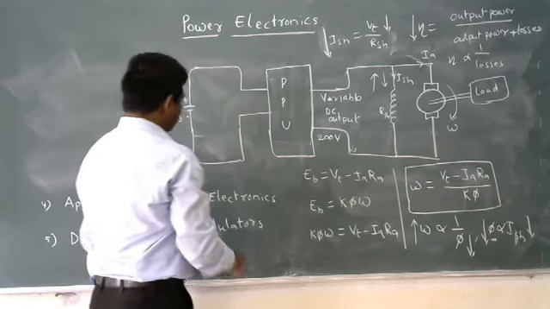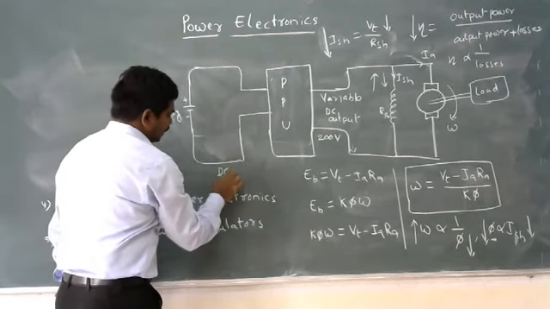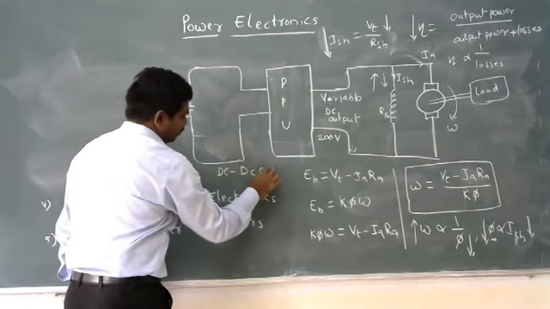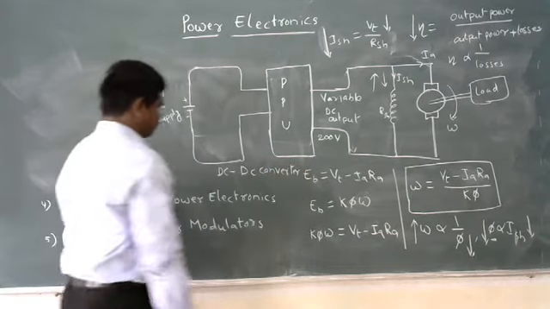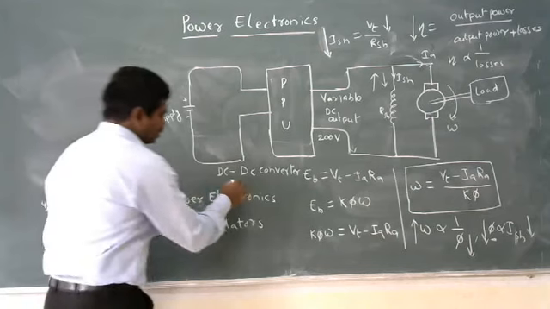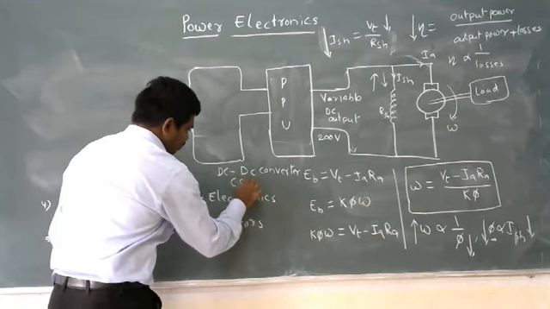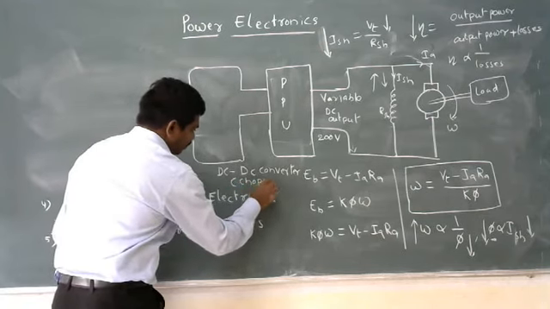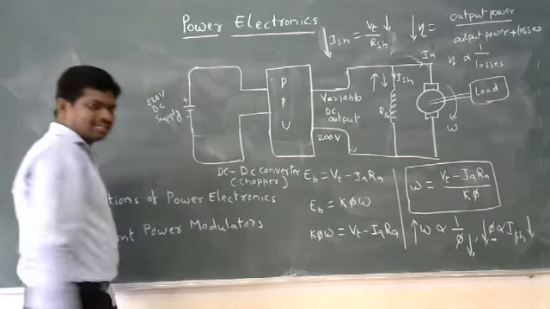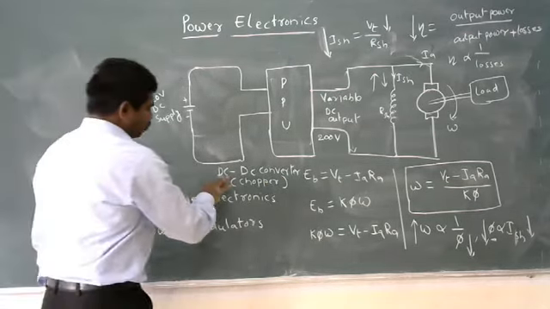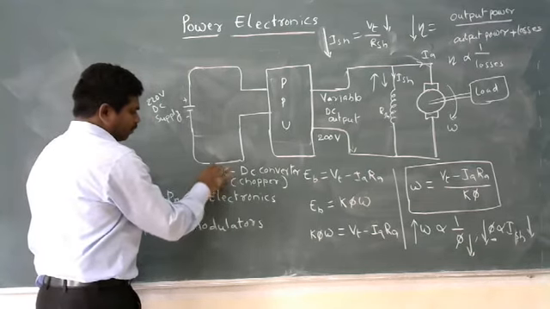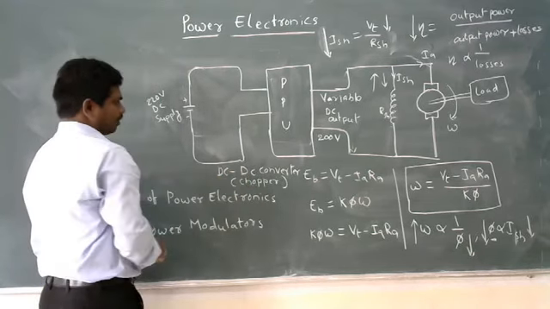This is what we generally call a DC to DC converter. The other name for a DC to DC converter is chopper. Exactly speaking, it is a DC chopper. Fixed DC is converted into variable DC.